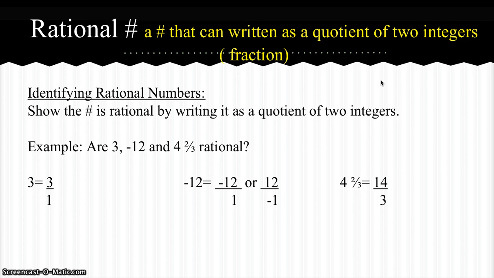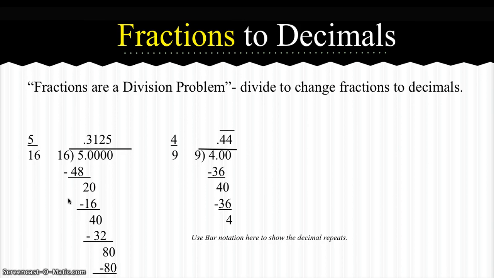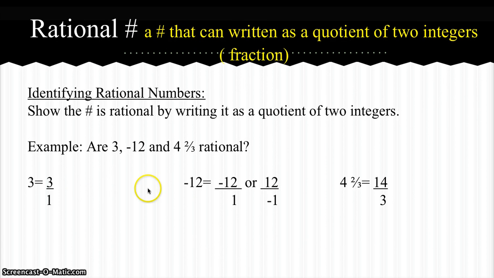So in the beginning of this section, they just want you to be able to identify rational numbers, which is just to show the number is rational by putting it as a fraction or a quotient of two integers. So in the first examples, it asks, is 3, -12, and 4 2/3 rational? If you notice here, what I did was I just took the 3 and put it over 1. Sorry about that. Flip the screen. And that made it a rational number, simply by putting it over 1.